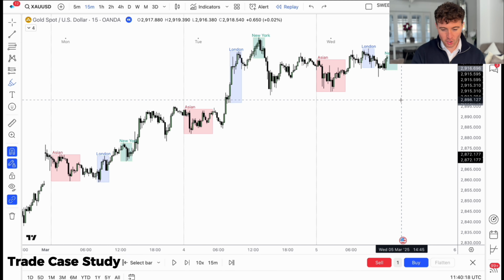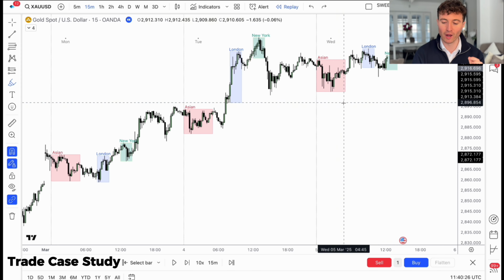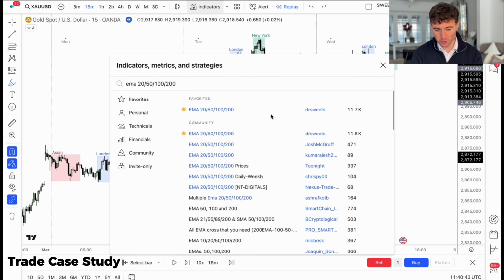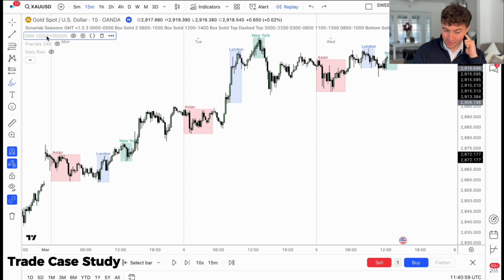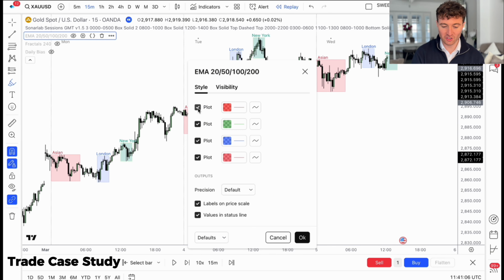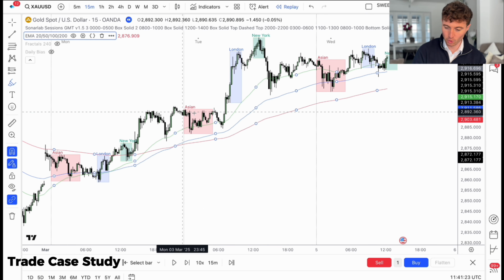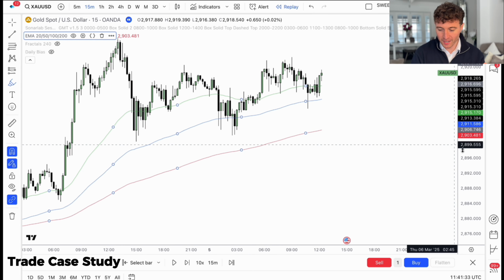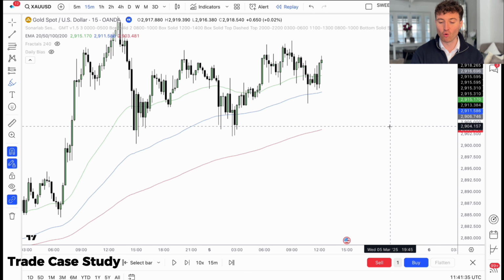However, it's one thing just looking at the macro perspective, but what you need to understand is a mechanical way to understand directional bias. The easiest way to do that is to apply this indicator right here. And you're going to have to hear me out, right? This is the EMA 20, 50, 100, and 200. It's the one by Dr. Sweets. Once you've added that to your chart, this top one is the 20. However, we don't need that. So now that you have applied that to your charts, we can simply use the EMAs as a directional bias.